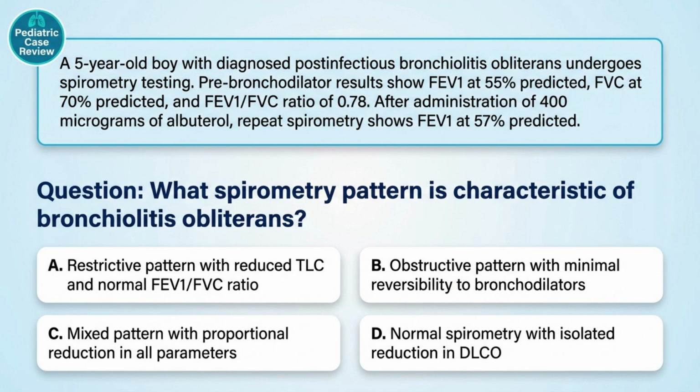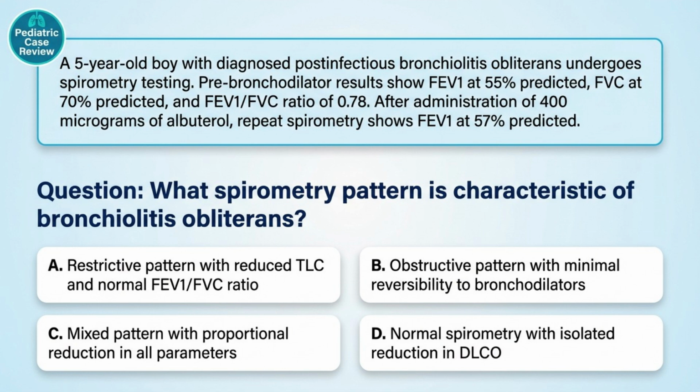Case number 10. A 5-year-old boy undergoes spirometry. Before bronchodilator use, his forced expiratory volume in 1 second is 55% predicted. After receiving 400 micrograms of albuterol, it is 57% predicted. What pattern is this?